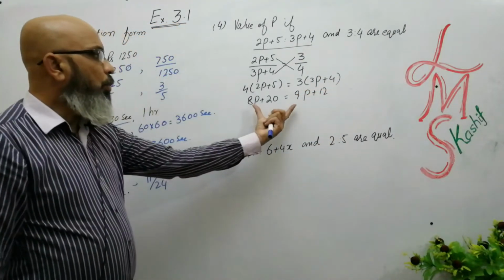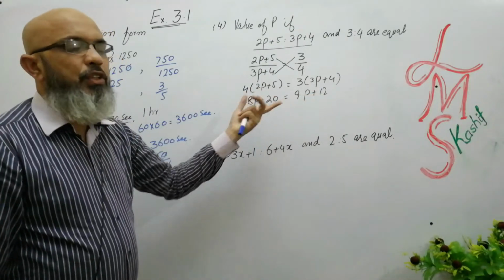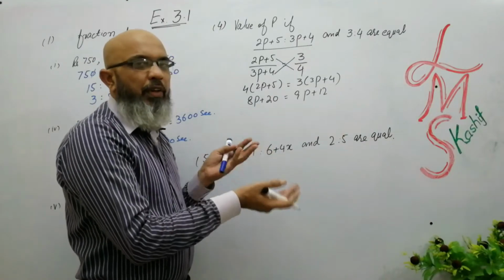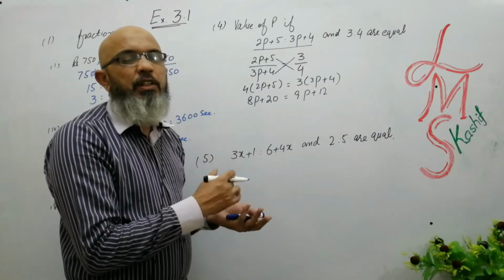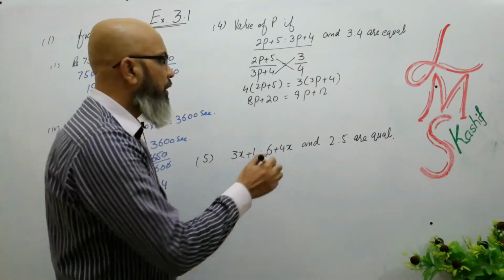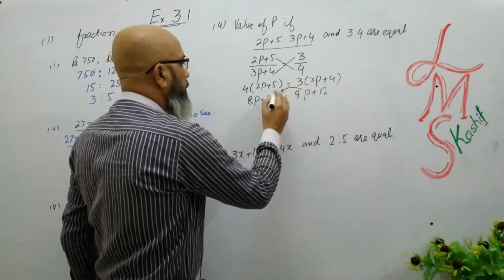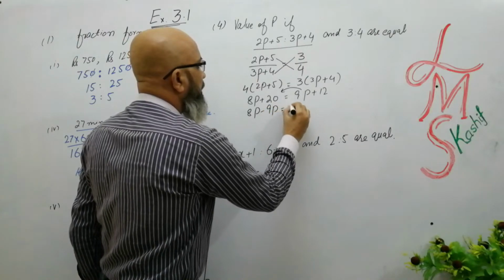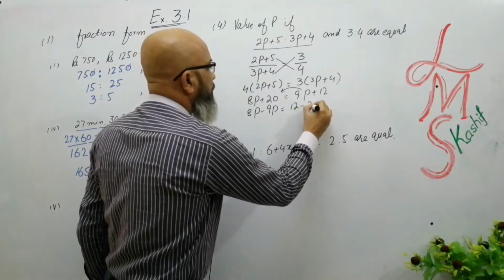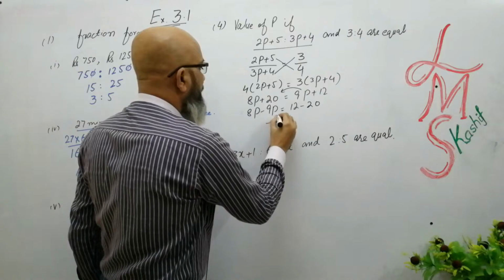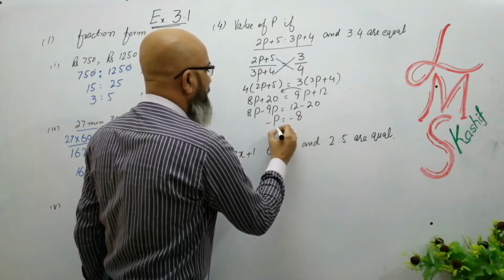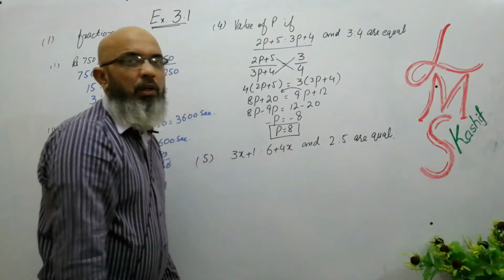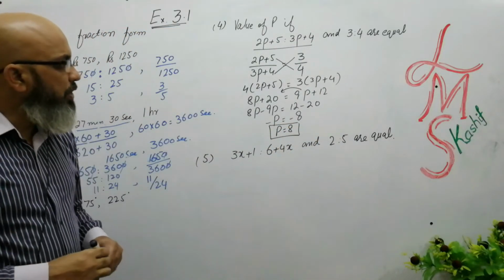So now move the variables on one side and the constants on the other side. And you know, when you move the constants or variables in questions, the signs will be changed. Simply when you move in this way, 8p minus 9p, 12 minus 20, you will get minus p is equal to minus 8. So p is equal to 8. That is your answer of the first question.